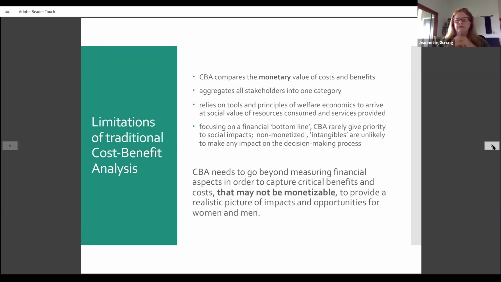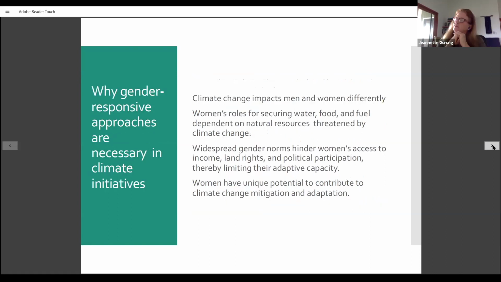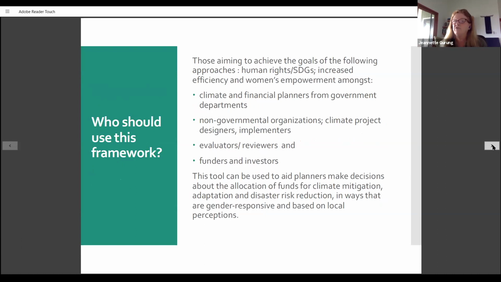Faye, who should use this framework? We'd like to hear more from you about this, but we think it's definitely, as I mentioned, from UNDP's original thinking about the climate and financial planners from government departments, also NGOs, climate project designers, implementers, evaluators, reviewers, hopefully funders and investors that can also use this kind of tool to mitigate and to understand where the risks are to investment decisions, how to allocate funds in ways that are gender responsive, and based on local perceptions, if we really truly want this to be effective and sustainable.